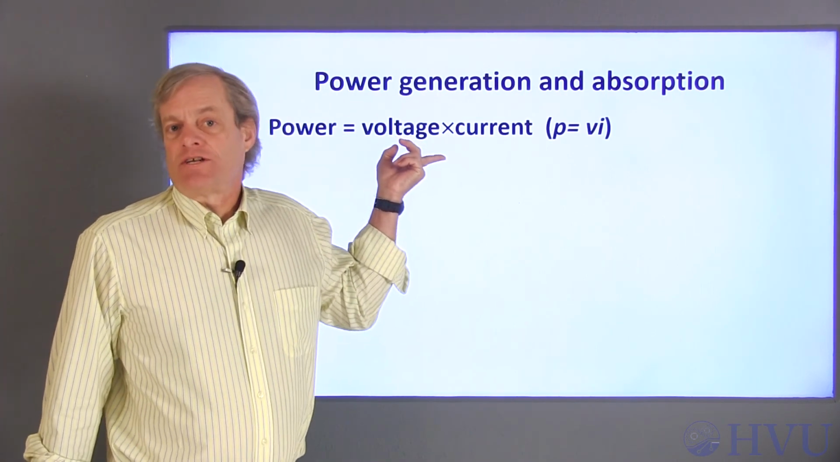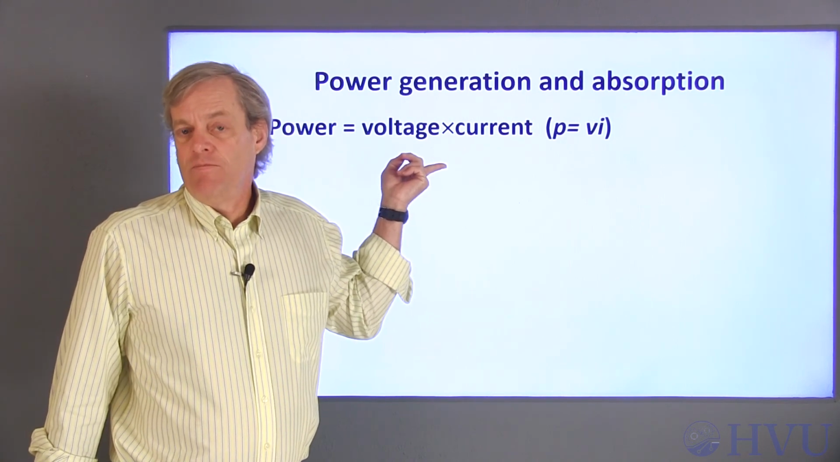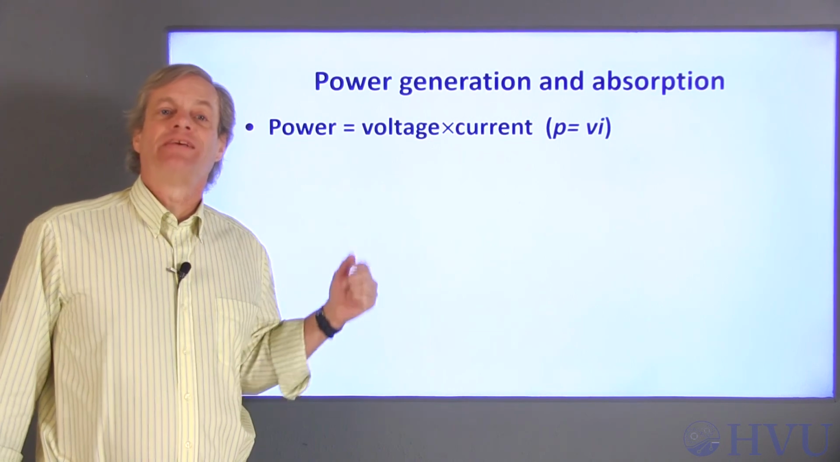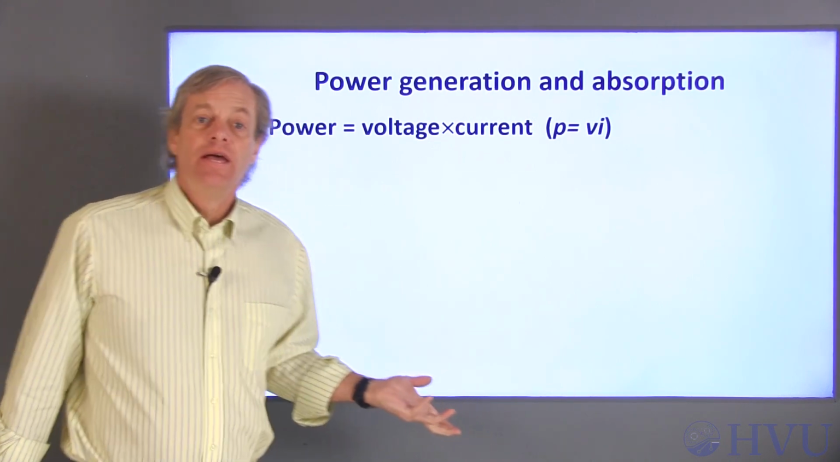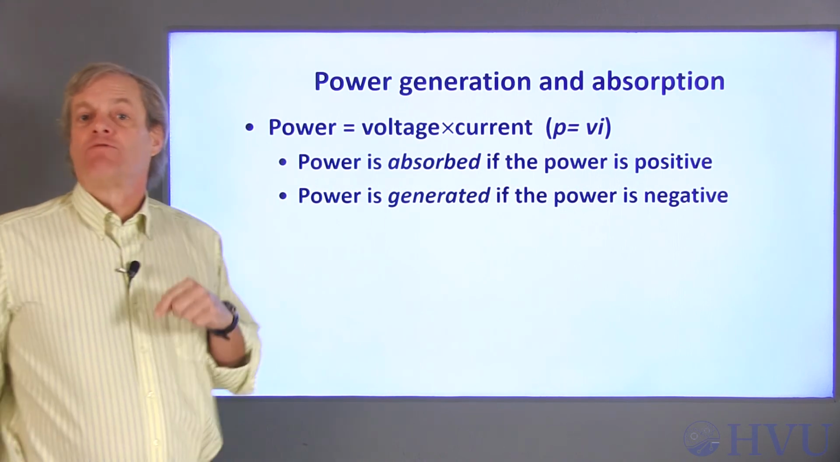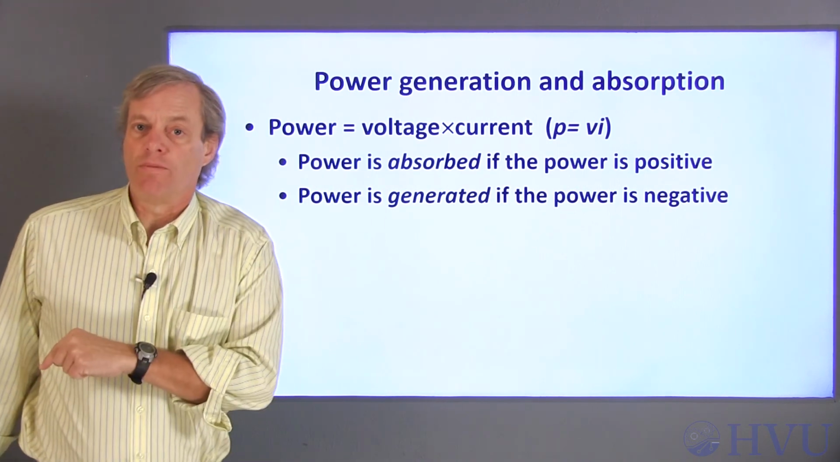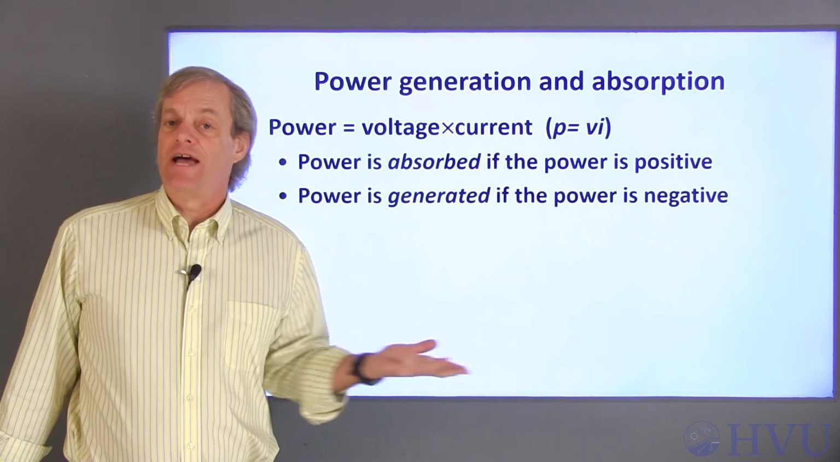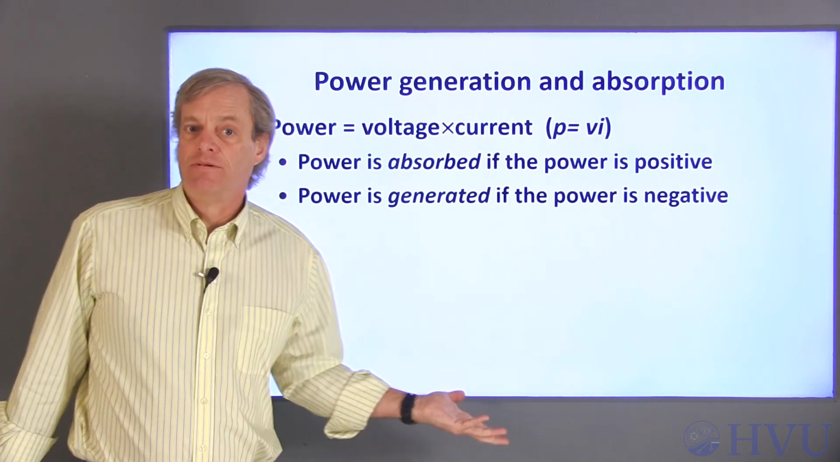Electrical power is the product of voltage and current for a circuit element. Whether the element is absorbing or generating power can be determined by the sign of the power. If the power is positive, the element is absorbing power. It's converting electrical energy to some other form. If the power is negative, the element's generating power. It's providing electrical energy to the circuit.